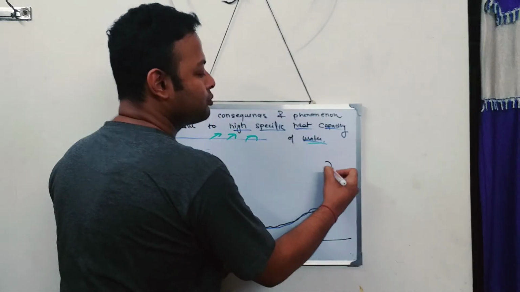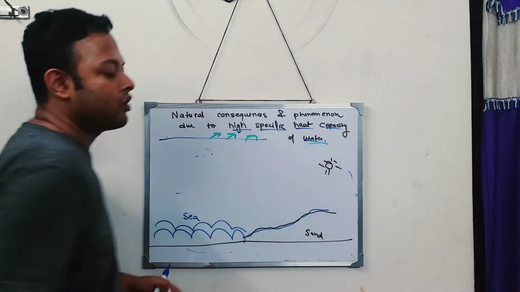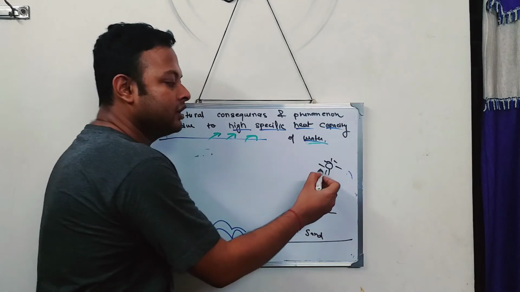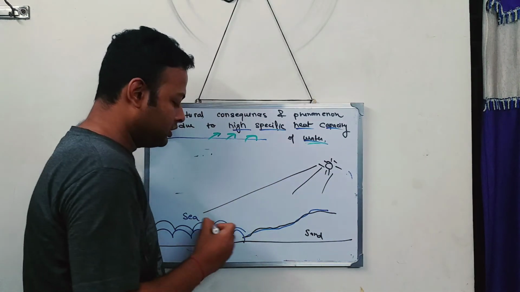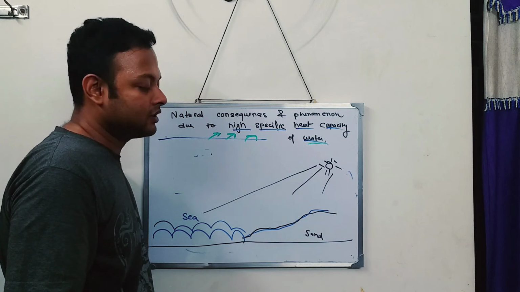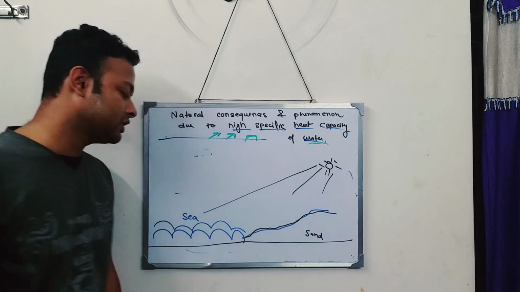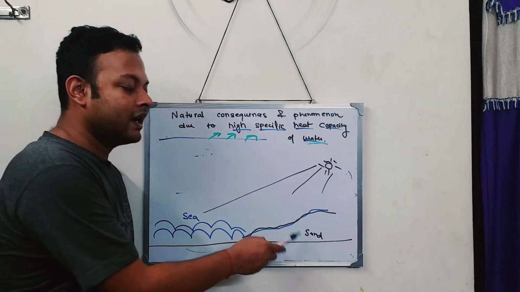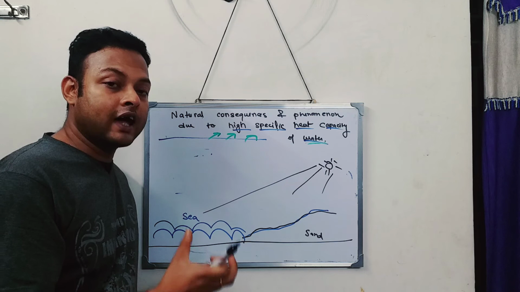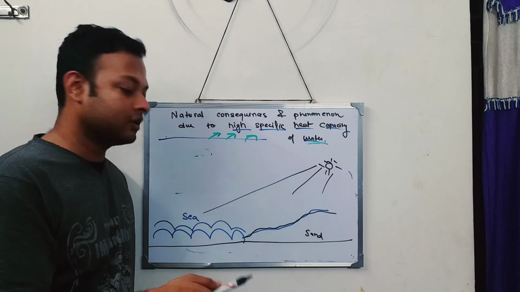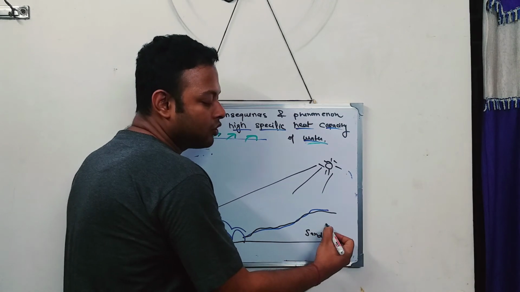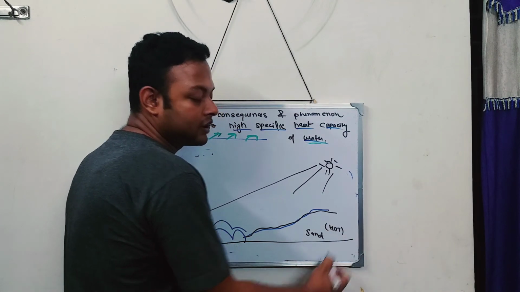And now it is morning. In the morning, when the sun is hitting both the water and the sand, whose temperature will rise faster? Will it be the sand or the sea? We know the answer is sand, because sand becomes hotter faster compared to sea water. So in the morning the sand becomes hot faster.